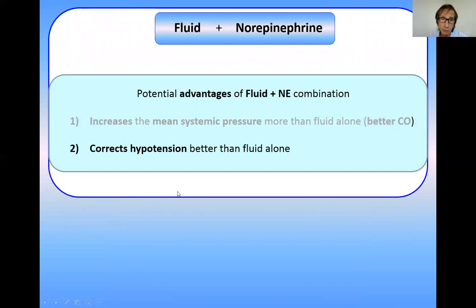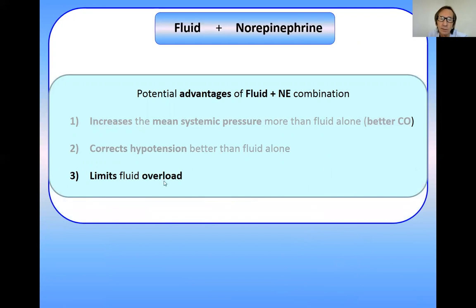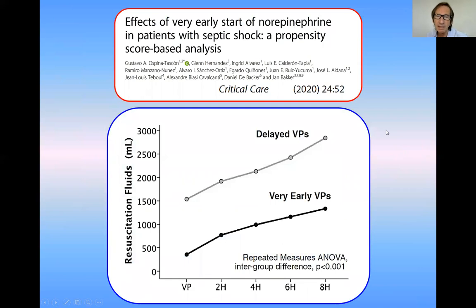Another advantage, of course, is to correct hypotension better than fluid alone, because norepinephrine does not decrease SVR as fluid is able to do, because of the alpha-1 properties of norepinephrine with vasoconstrictive effects. And also, the combination is able to limit fluid overload. This is a retrospective analysis of a large cohort of patients with septic shock. And we did this with Gustavo Ospina-Tascon, Daniel De Backer, Jan Bakker, Glenn Hernandez, and others.